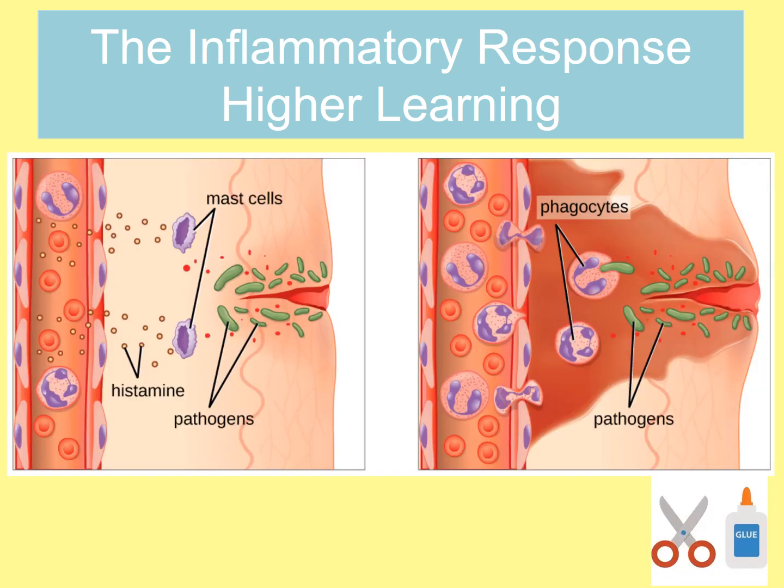When the body suffers a physical injury, which is shown on the image in front of you, such as a cut or an invasion by a microorganism, it responds with what we call a localized defense mechanism called the inflammatory response. And the inflammatory response is isolated to the affected site.